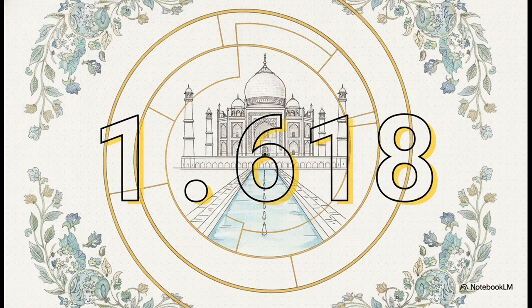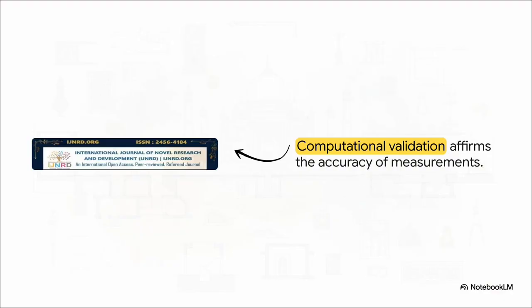Then we have 1.618, the golden ratio. This exact mathematical proportion dictates the relationship between the length of the monument's reflecting pool and the width of the main structure. The Mughal architects deliberately encoded this universal standard of aesthetic beauty directly into the footprint of the complex. No accidents here. And this brilliantly illustrates just how far ahead of their time these builders were.